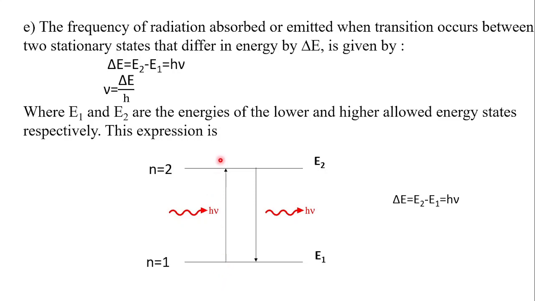From n equal to 1 orbit to n equal to 2 orbit, it will absorb a certain amount of radiation, a certain amount of energy which is equal to delta E, which is equal to the energy difference between the two states in between which the transition is taking place.